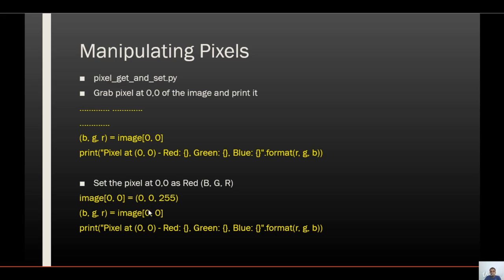So we will have this. We will grab the pixel once again here in this line, the same line, and we will be printing it. So the first print will be printing the original value of the pixel, and here we are setting the 0, 0 pixel to red, and we are printing again, and it will be printed as pixel at 0, 0 red is 255, then the other two are 0.